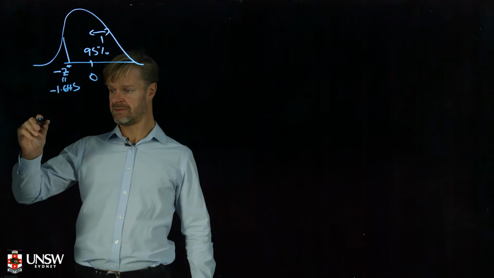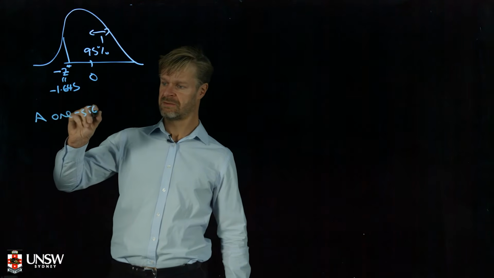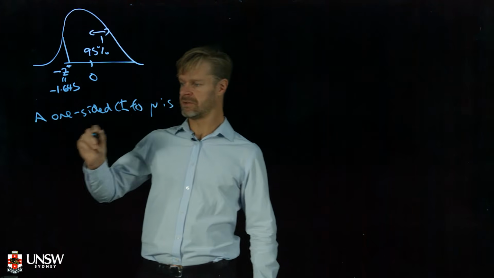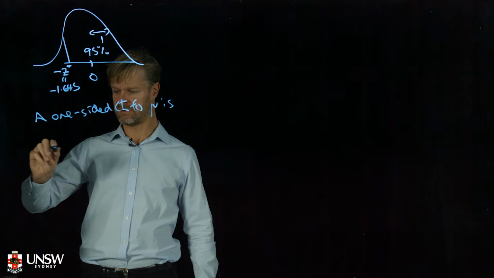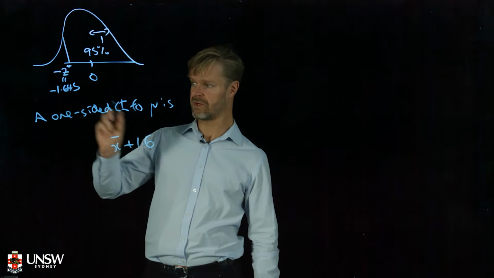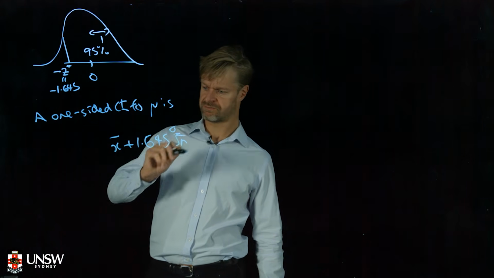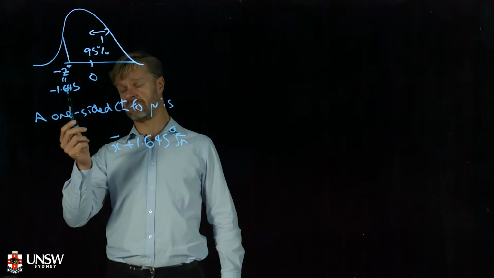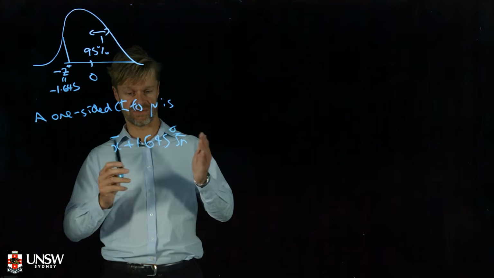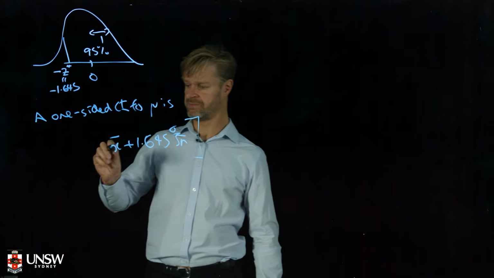which means that a one-sided confidence interval for mu is to take our sample mean, to add 1.645 standard errors. 95% of the time we're no further than 1.645 standard errors less than it, so we'll add 1.645 standard errors to our sample mean.